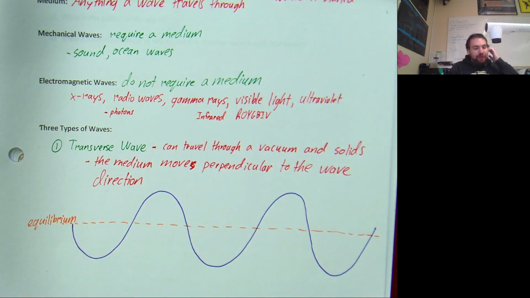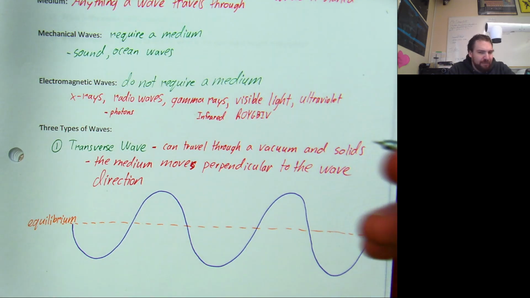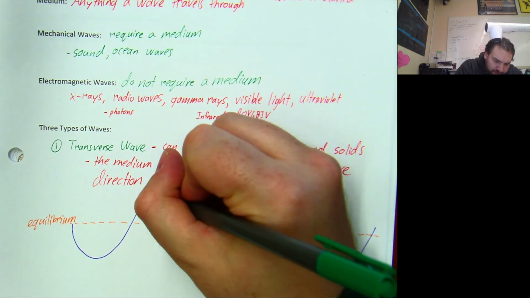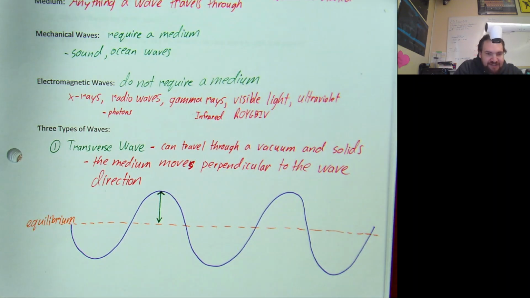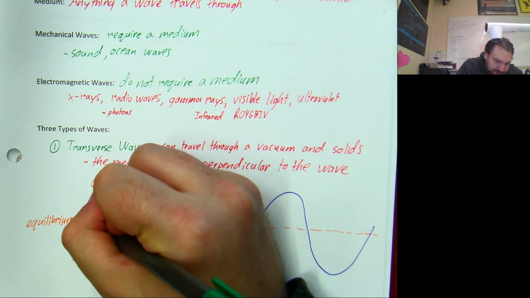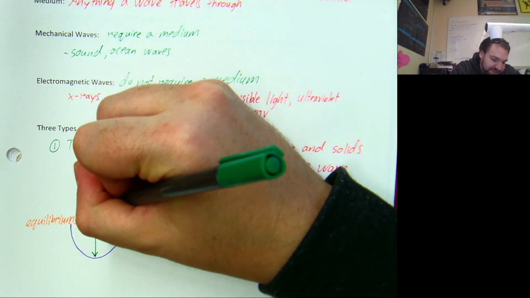And now there's some properties of waves that we're going to talk about as they relate to transverse waves. The first one, I think Manuel mentioned a few of these before. This distance from here to here has the same name as the distance from here to here. What do we call that? Starts with an A. We call this the amplitude.